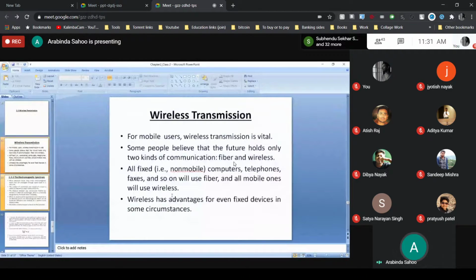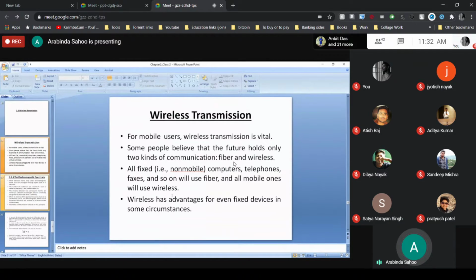So normally this wireless transmission is required or essential for mobile users. If your computing device, computer or laptop, is in a moving format, and you need a network to communicate with each other while moving from one location to another, so if your device is not fixed, in this case wireless transmission plays an important role. So for mobile users, wireless transmission is vital.